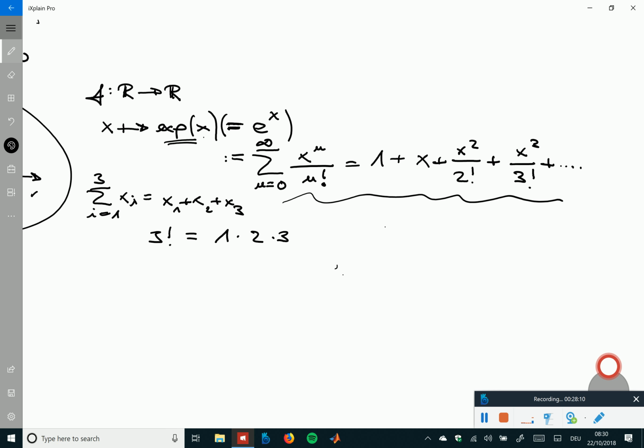I mean, you can try. Put in x equals 2 and evaluate the series for, I don't know, 10 terms and check whether that gives you the same as the exponential function from your calculator. Then you have definitely done something.